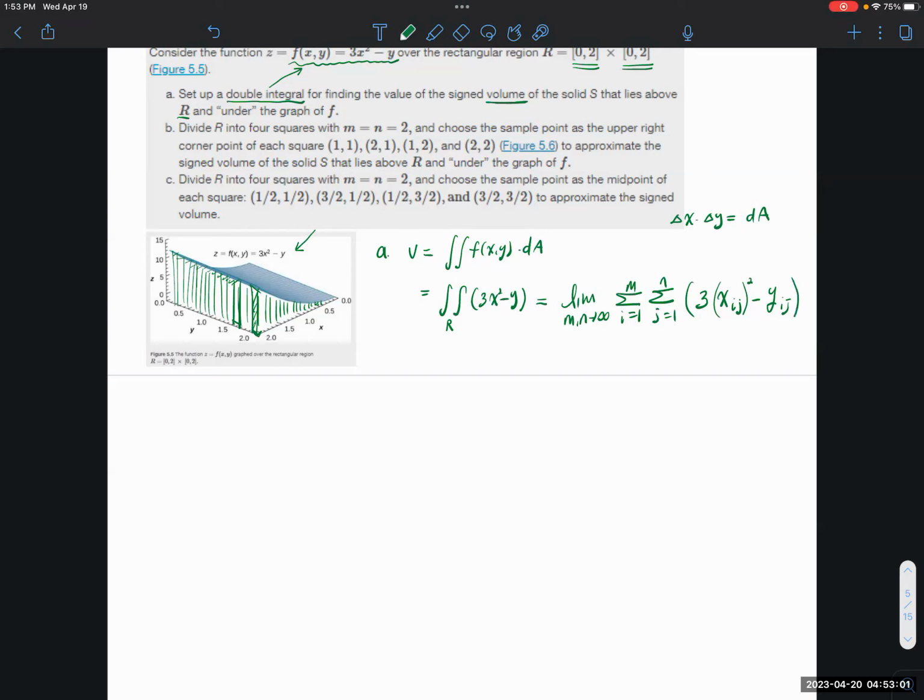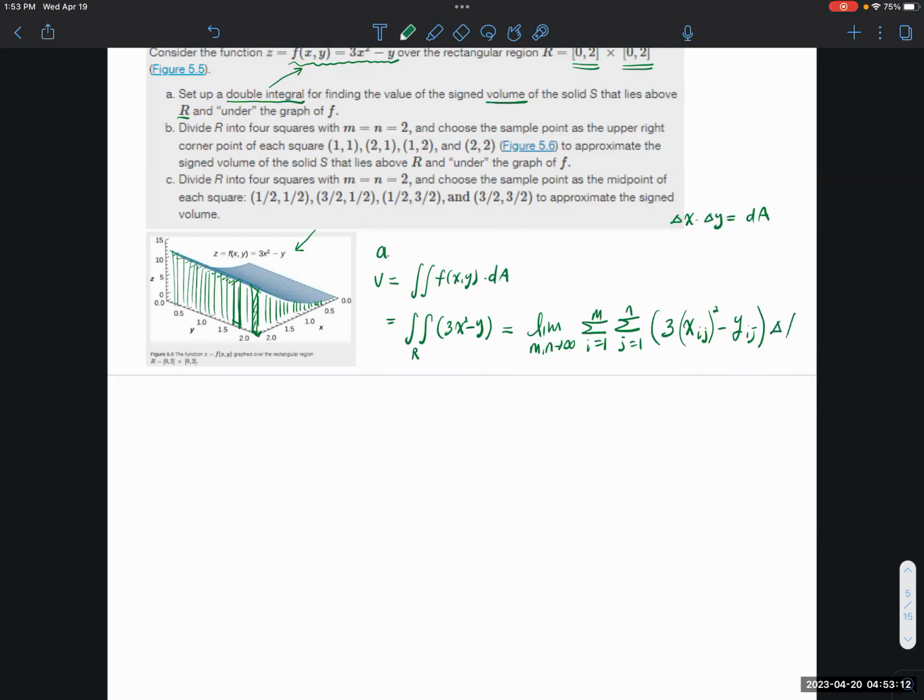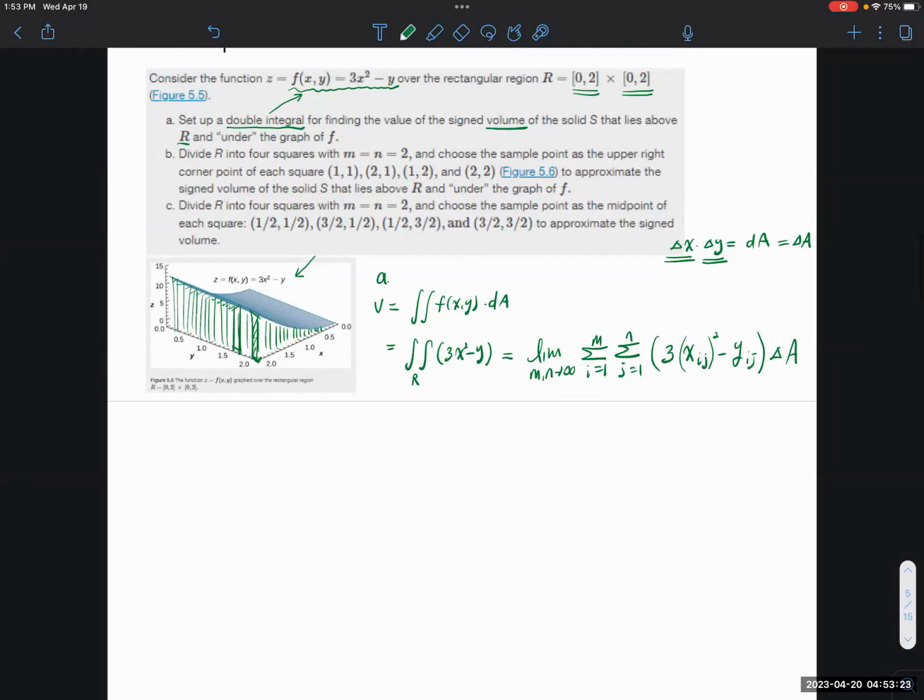So at the end, we're going to have, oops, sorry, delta A. That means partition X times partition Y. So you can set it up. That's the letter A solution. We just set it up. Nothing is special. I'm not calculating yet, but you can think about how to set up this double integral and how to set up the Riemann sum. So I'm going to hold up here. I'm going to move on to the letter B.